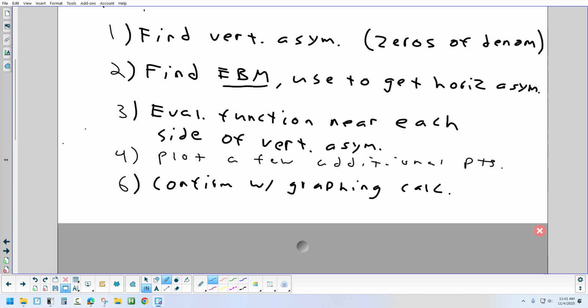Is there a 5th step? No. Forgot to change that.